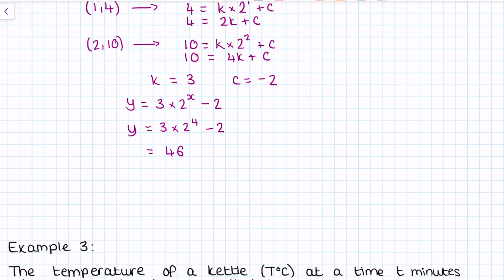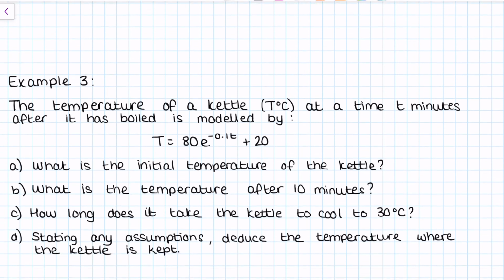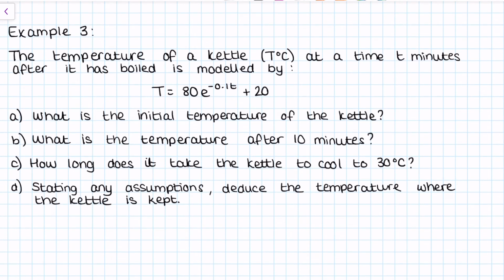Last example, this is more like a question you would see in an exam situation. The temperature of a kettle, in T degrees Celsius, at a time of t minutes after it has boiled, is modelled by this equation: T equals 80 e to the power of negative 0.1t plus 20. Part A, what is the initial temperature of the kettle? B, what is the temperature after 10 minutes? C, how long does it take the kettle to cool to 30 degrees C? And D, state any assumptions, and deduce the temperature where the kettle is kept.